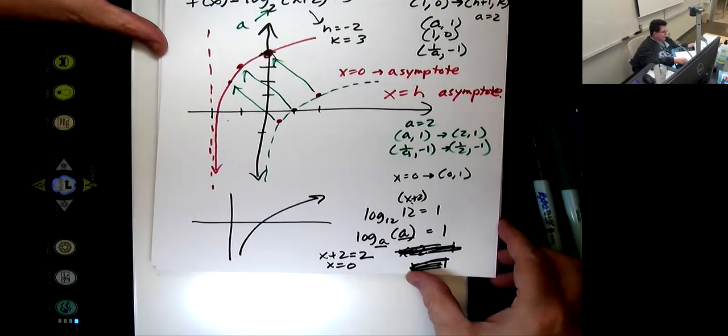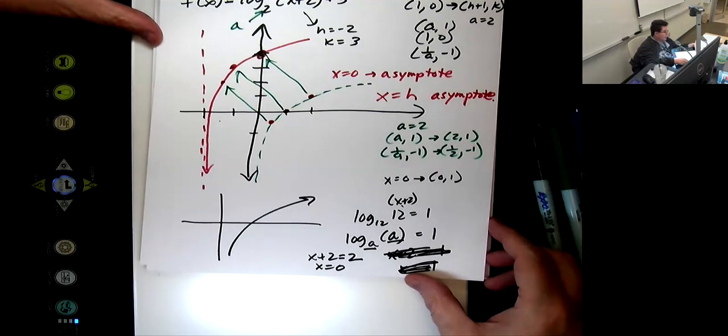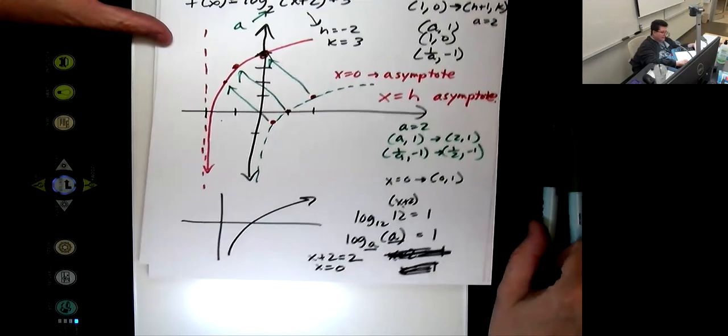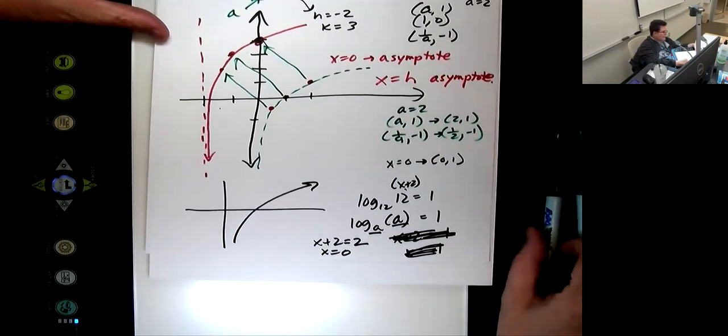Like, I don't intend on making you graph a log. Now, I'll probably make you graph an exponent, but that's just because they show up so much.